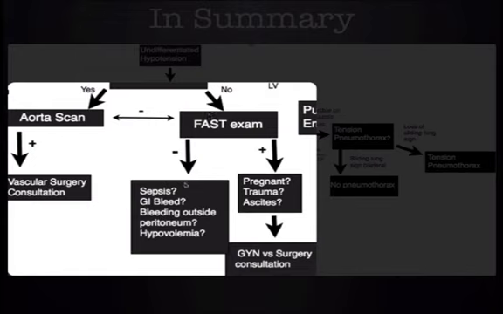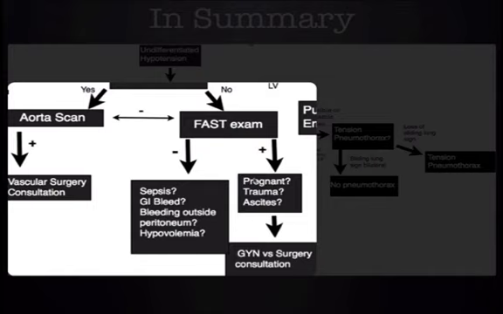If the FAST exam is negative, then your suspicion turns to pathology such as sepsis, GI bleed, or bleeding outside of the peritoneum. Is this hypovolemia just from vomiting and diarrhea? If the FAST exam is positive, you have to ask yourself, is this patient pregnant? Has there been any trauma in the history? Could this just be ascites?